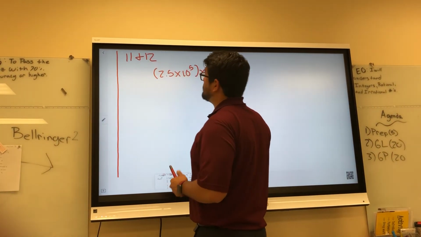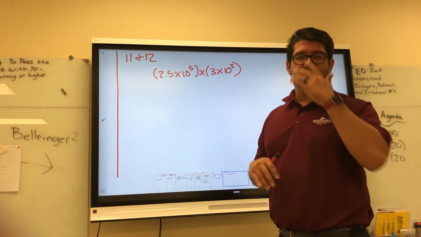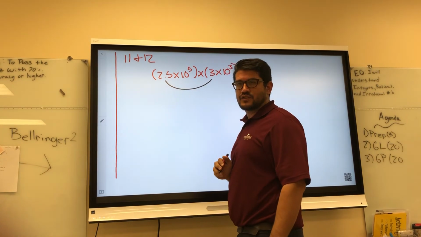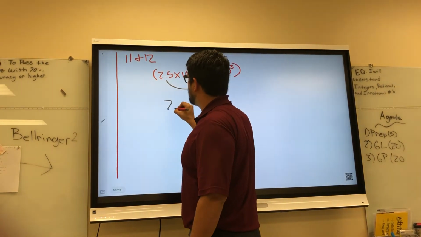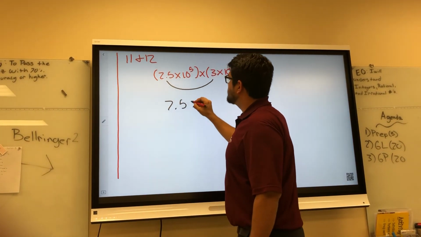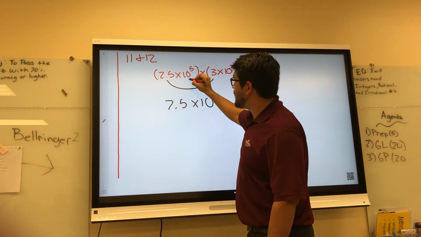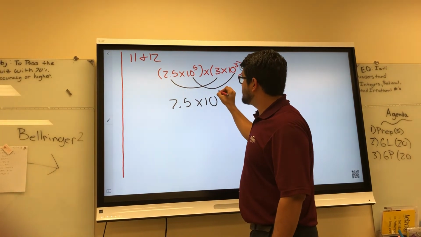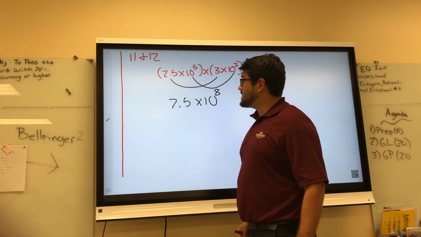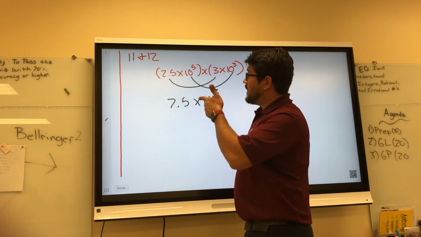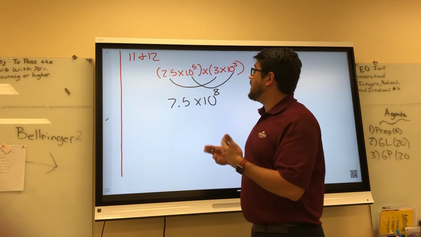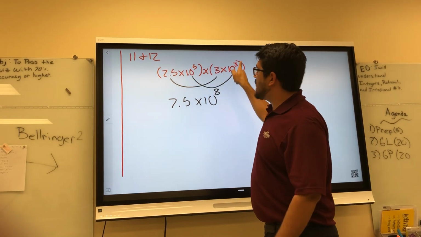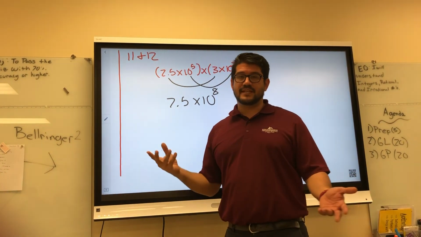For this one, you're going to be multiplying. Same thing as adding, subtracting. You're going to be multiplying the first numbers, 3 and 2.5. That's going to give you 7.5, okay, times 10 to the power of, now 10 to the 5 times 10 to the 3, you add the exponents and you get 10 to the 8. And that's it. All right? Dividing ones, you're going to get a dividing one. If you're dividing, you're going to be dividing the first two numbers, and then you're going to be subtracting the exponents. And that's it.